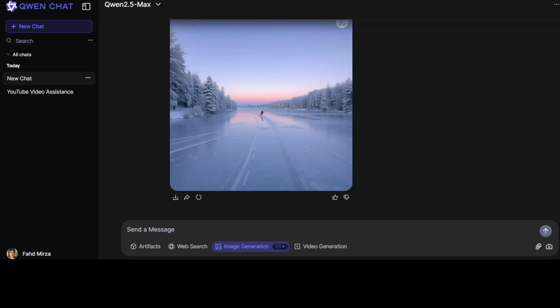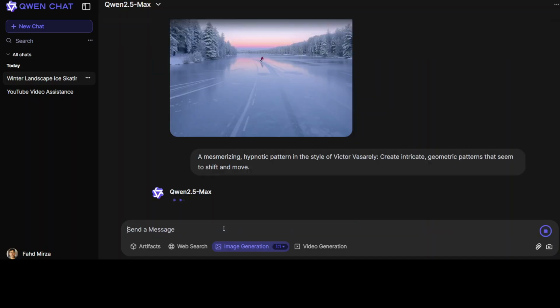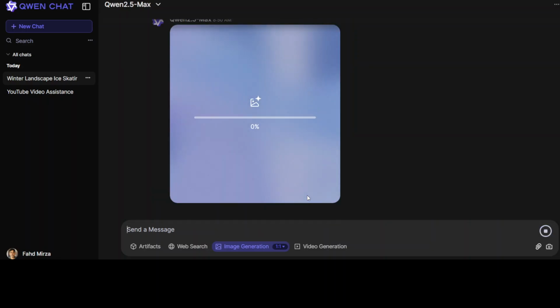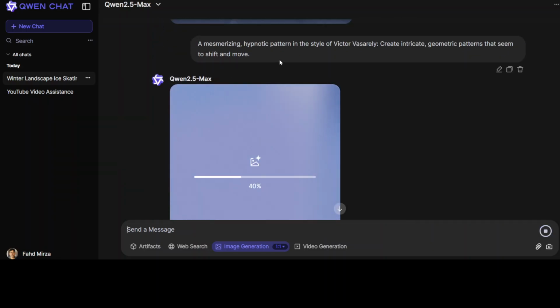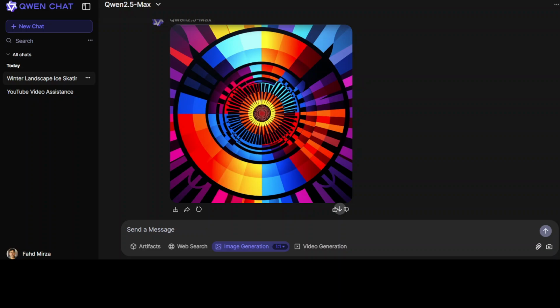Wow, that looks quite good. It has really captured my words into this image. Really good stuff. It was quite quick too. I think a few seconds, like 10 seconds, I would say. And then I'm asking it a mesmerizing hypnotic pattern in the style of Victor Vasarely, create intricate geometric patterns that seem to shift and move. Almost there. Wow, look at this one. This is really magical.